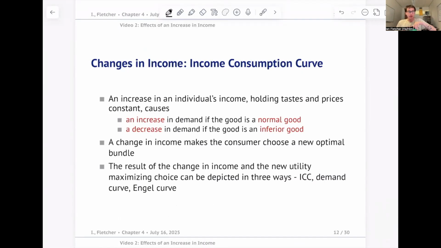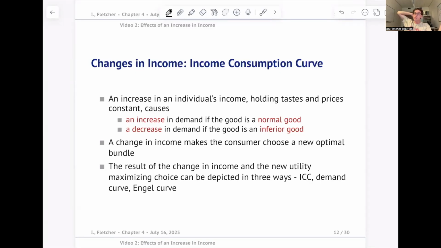So an increase in an individual's income, holding tastes and prices constant, causes an increase in the demand of the good if it's a normal good. So if we're thinking about beer as a normal good and donuts as a normal good, because everybody loves a good donut, then if our income went from 60 to 70K, we should be demanding more of both. But if we're thinking of something like ramen noodles, that's an inferior good, we now have more money to spend on better alternatives, so our demand for that good should decrease, right? So a change in our income makes us choose a new optimal bundle.